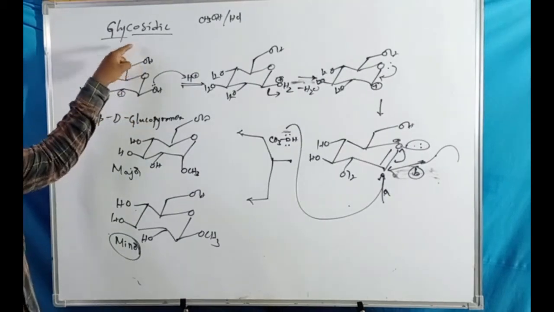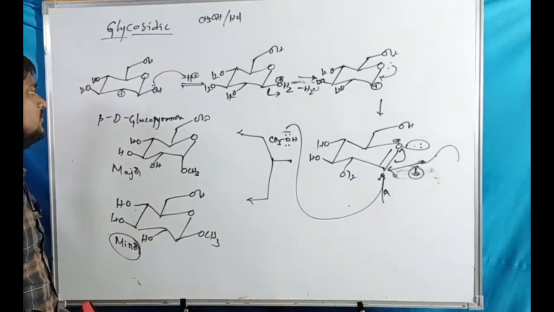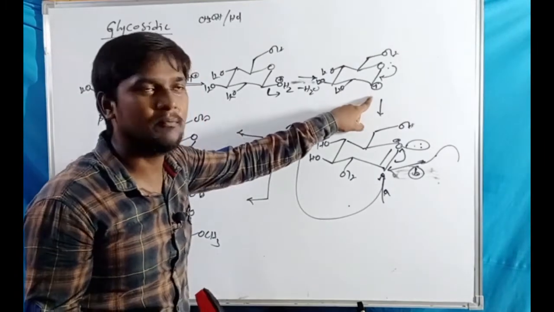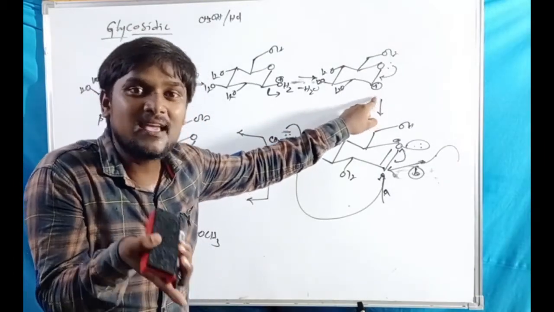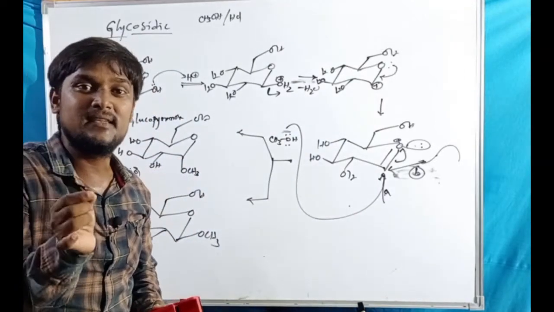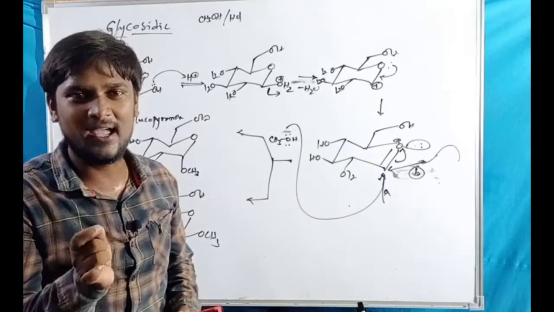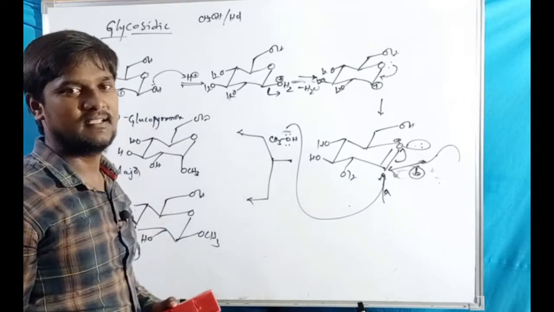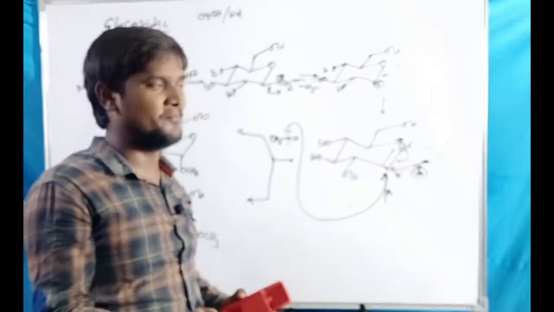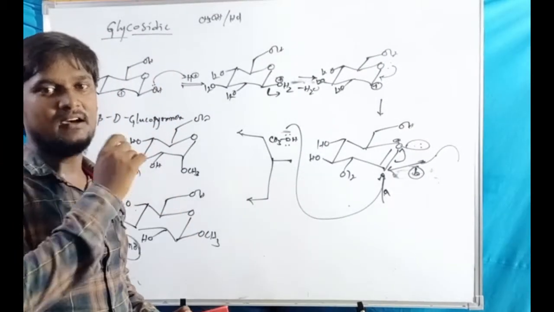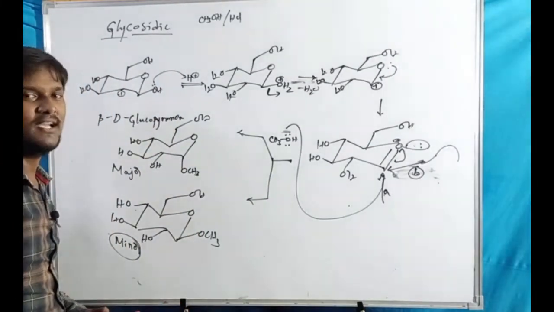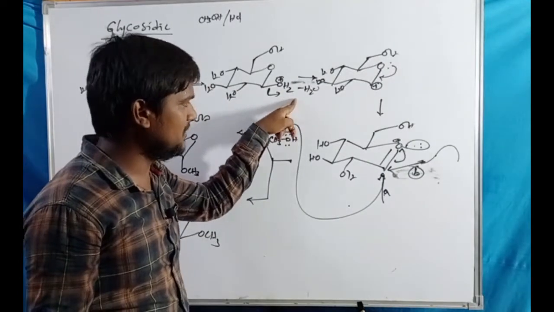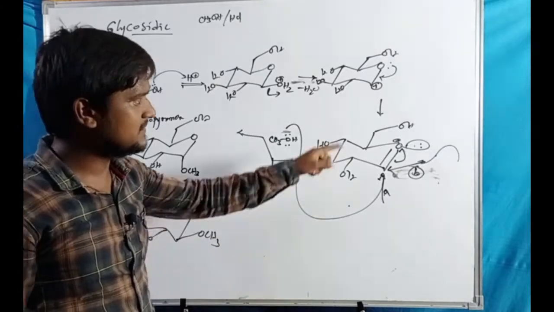Here it is primary, and these are secondary. These secondary carbocations are less stable than the anomeric carbocation. Why? Because the anomeric carbocation is stabilized by the ring oxygen's lone pairs. That's why only the anomeric carbon converts into ethers. That is the major reason regarding glycosidic linkage. This is the complete mechanism. The first step is protonation, the second step is elimination, and the third step is formation of the compound.